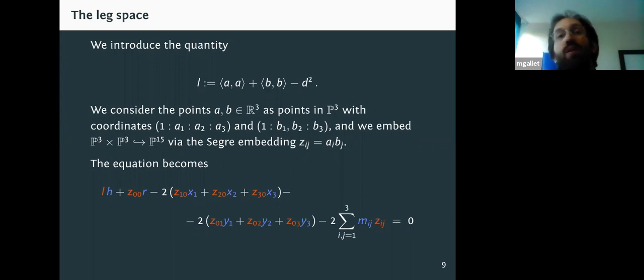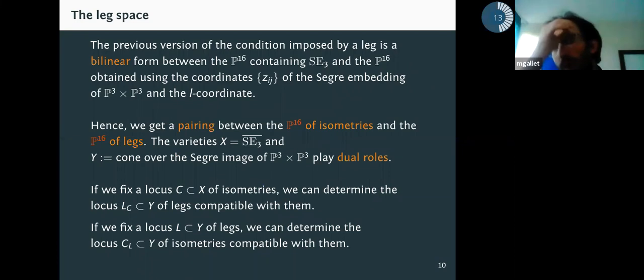Okay. So we call this the so-called spherical or sphere bilinear condition. This is the condition that is imposed by the presence of a leg. And this will be maybe the key gadget, the key tool that we will be using in this talk. So why is this so important?